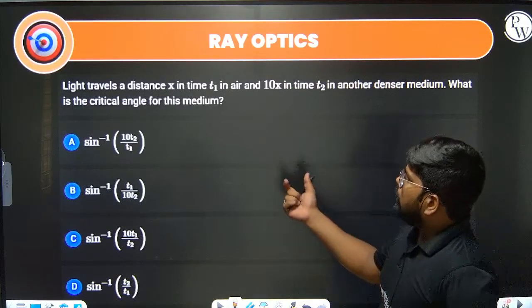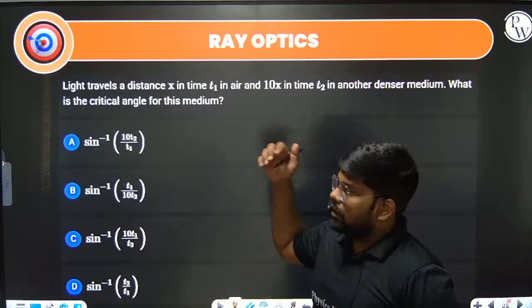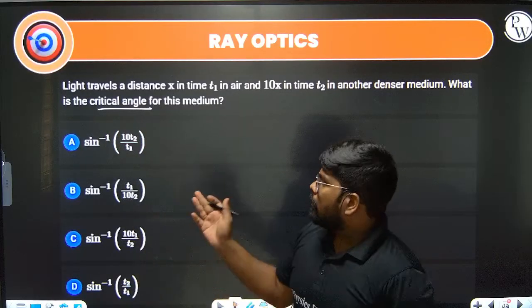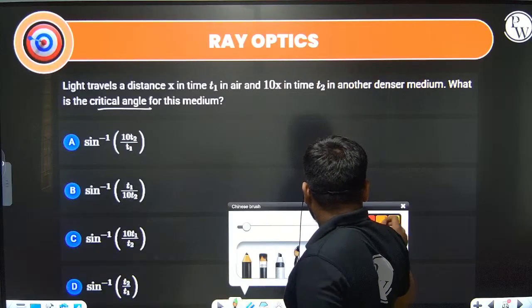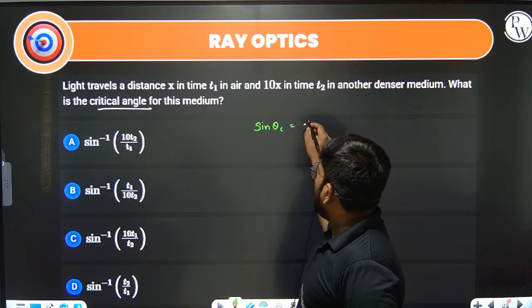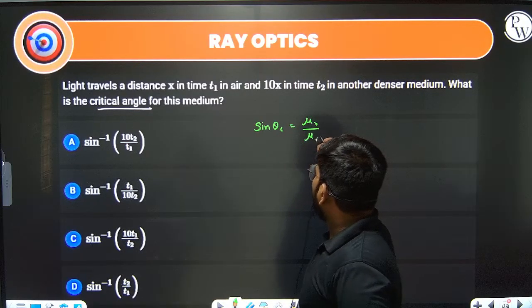Now coming to the critical angle question, it is TIR. Again, total 4 topics were important, and one of them is TIR here. So how to find the critical angle? The basic formula is sin theta c is equal to mu rarer by mu denser.